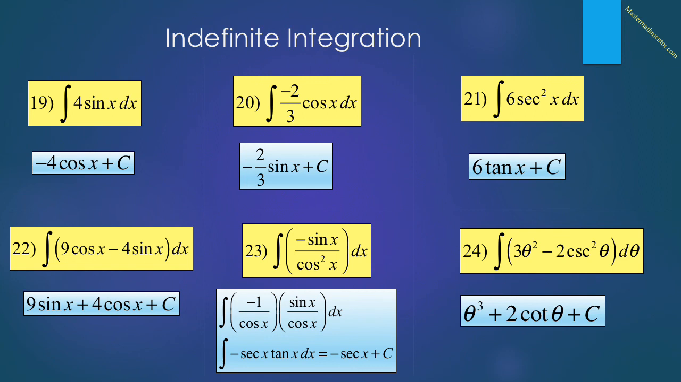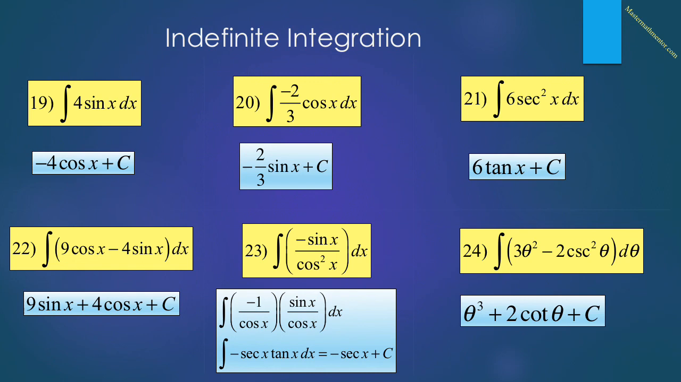The way the problem reads, it's not one of our standard forms, but we can do some transformation into other functions. We can write negative sine x over cosine squared of x as negative 1 over cosine x times sine x over cosine x. And that becomes the integral of negative secant x tangent x dx, which is negative secant x plus c.